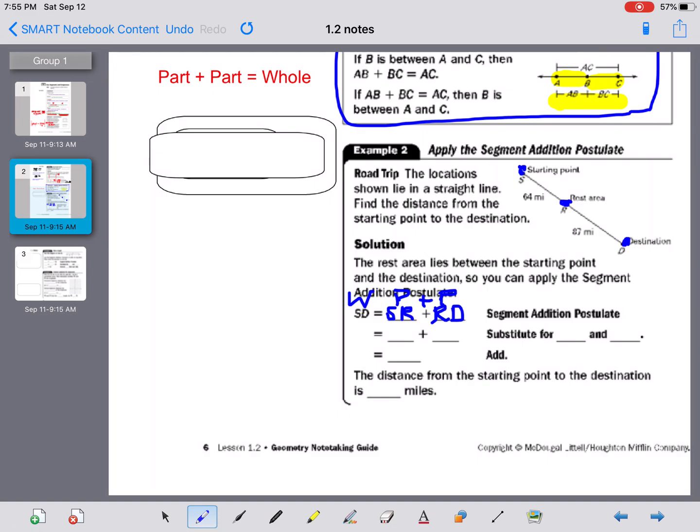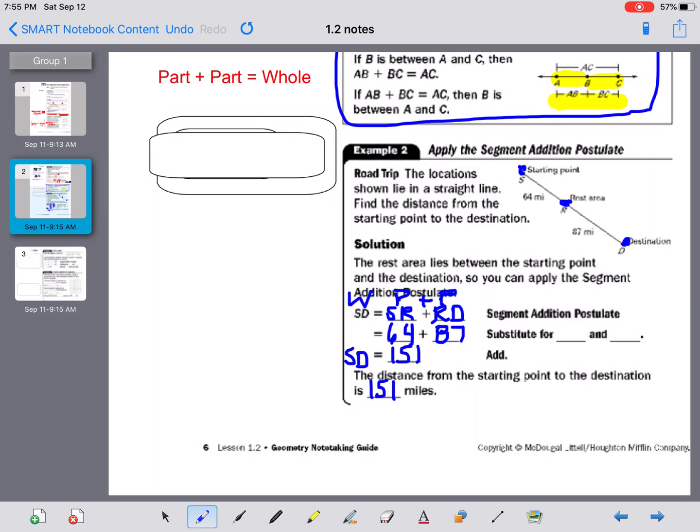So I look up at SR, how long from S to R? Well, it looks like it's 64. How far from R to D? Well, it looks like it's 87. So I can replace it with that and find out my whole from S to D. Do a little math there, if you can handle 64 plus 87, and it looks like I get about 151. So our distance from the starting point to the destination is 151 miles.